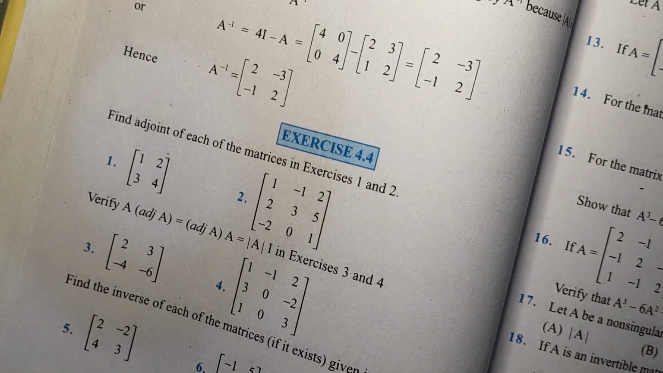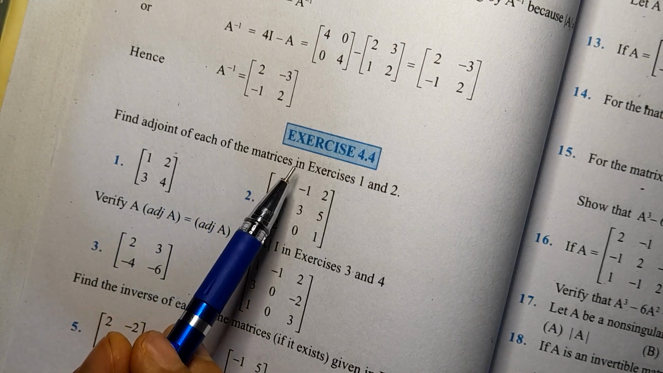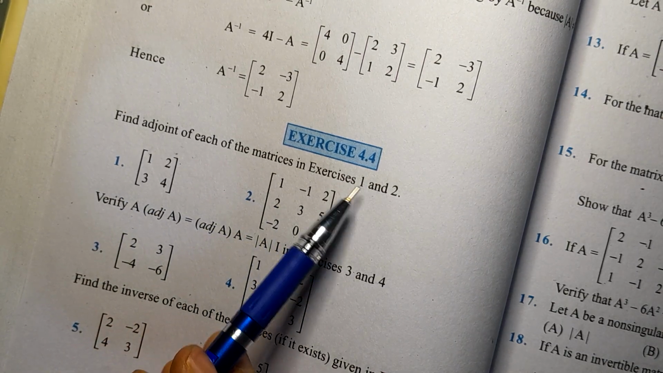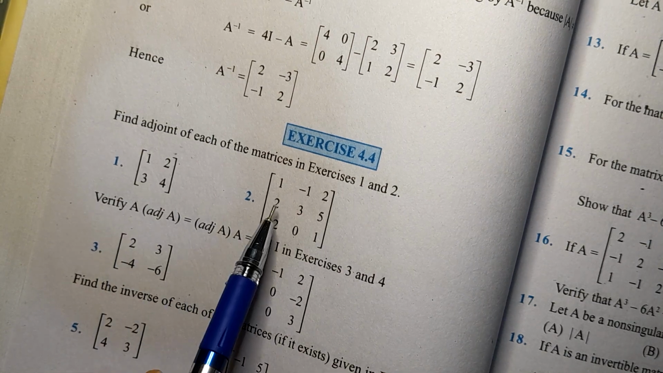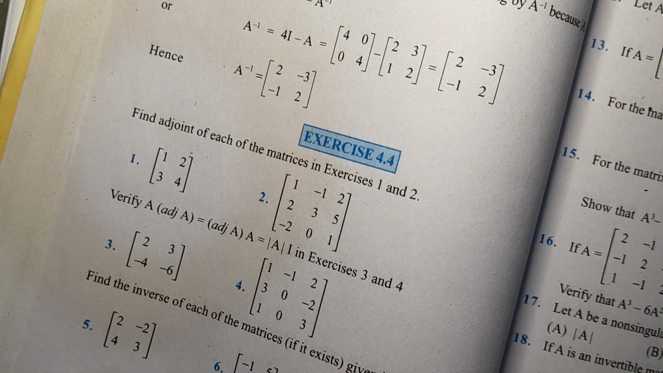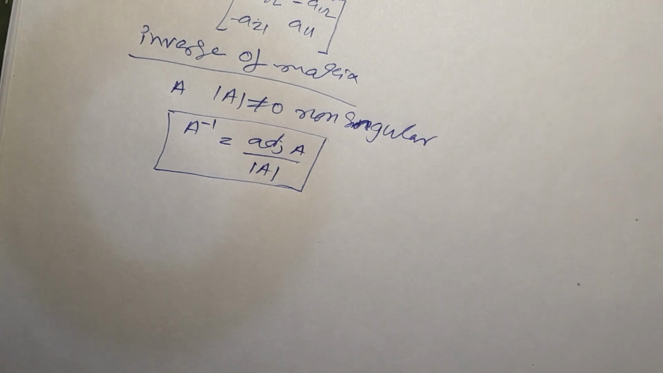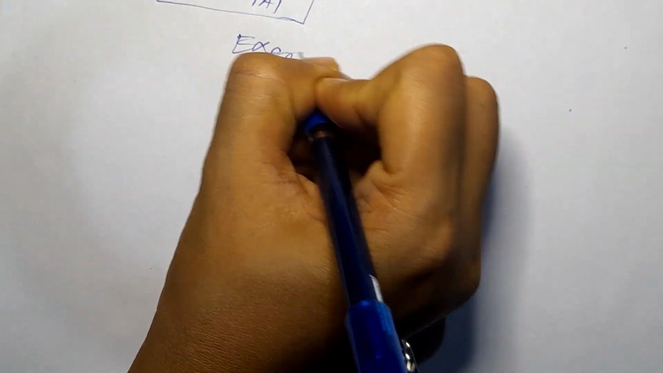First question. Find the adjoint of each of the matrices, that is exercise questions number 1 and 2. So question number 1 is 2 cross 2, and the next is a 3 cross 3 matrix. We have to find the adjoint of the matrix. For finding the adjoint, we need the cofactors. First is the 2 cross 2, which is easy. Exercise 4.4.